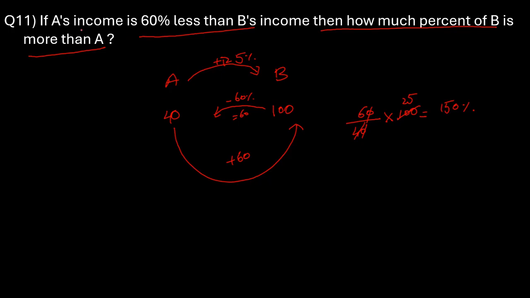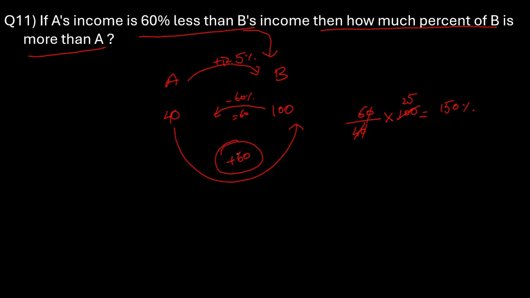Look at this question, guys, one more time. If A's income is 60% less than B's income. So from this statement, I have assumed that the income of B to be 100 rupees. So as it is said, income of A is 60% less when compared to B. So the income of A is going to be 40 rupees. Okay. And I was asked to find how much percent of B is more than A. So obviously B is more than A by 60 rupees. Right.